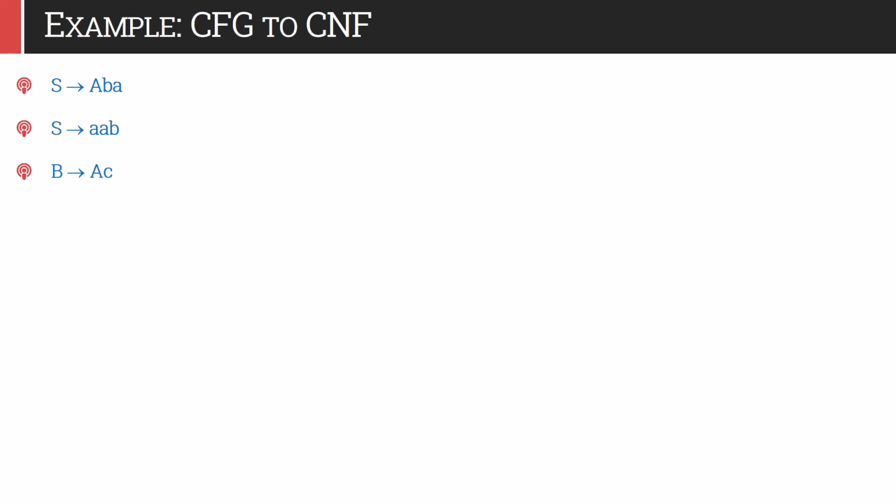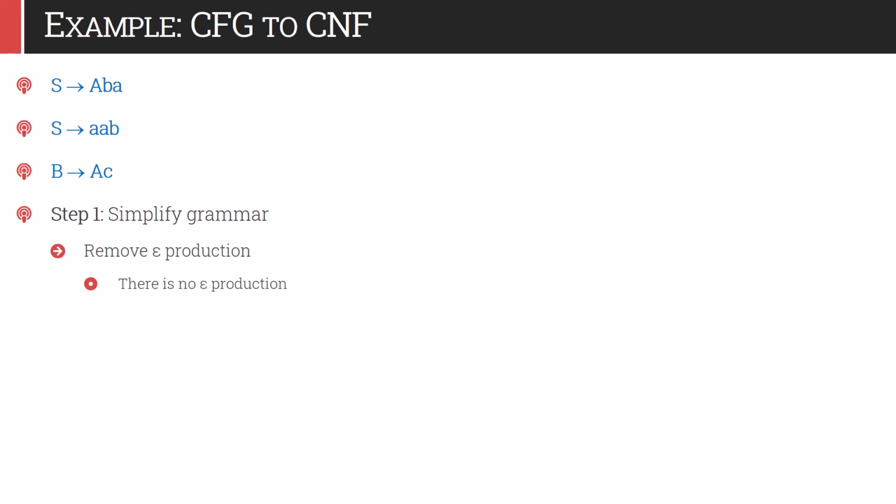Consider this grammar, which we have to convert into CNF. The first step is to simplify the grammar, and for that we have already learned three steps. One is to remove the epsilon production, but there is no epsilon production in this grammar. Second is to remove the unit production, but again there is none. And third is to remove the unreachable or useless symbols.